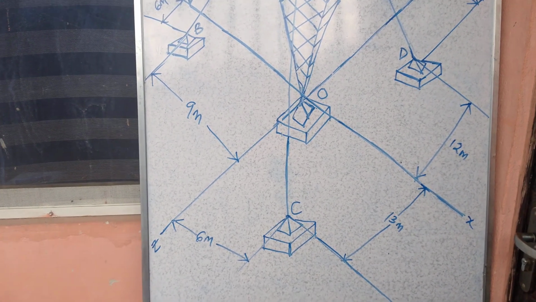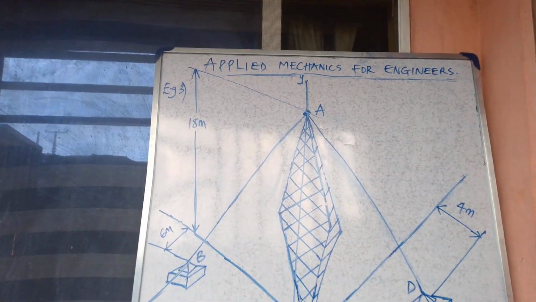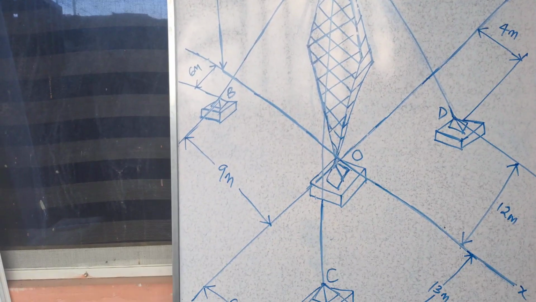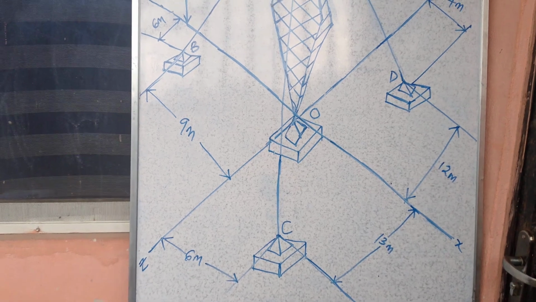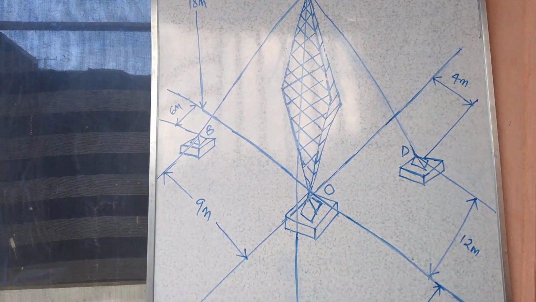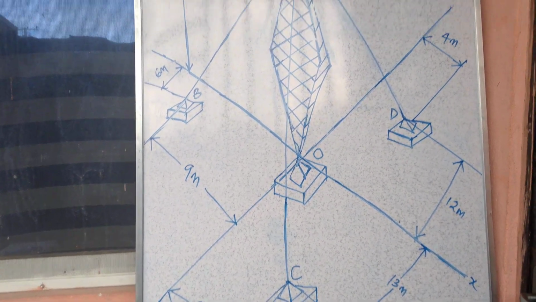You see the Z axis over here, the X axis is there, and then the Y axis up there. That's point A, point B this way, point D, point O, the center point, and point C. The dimensions are there: 4 meter, 12 meter, 13 meter, 6 meter, and 9 meter.